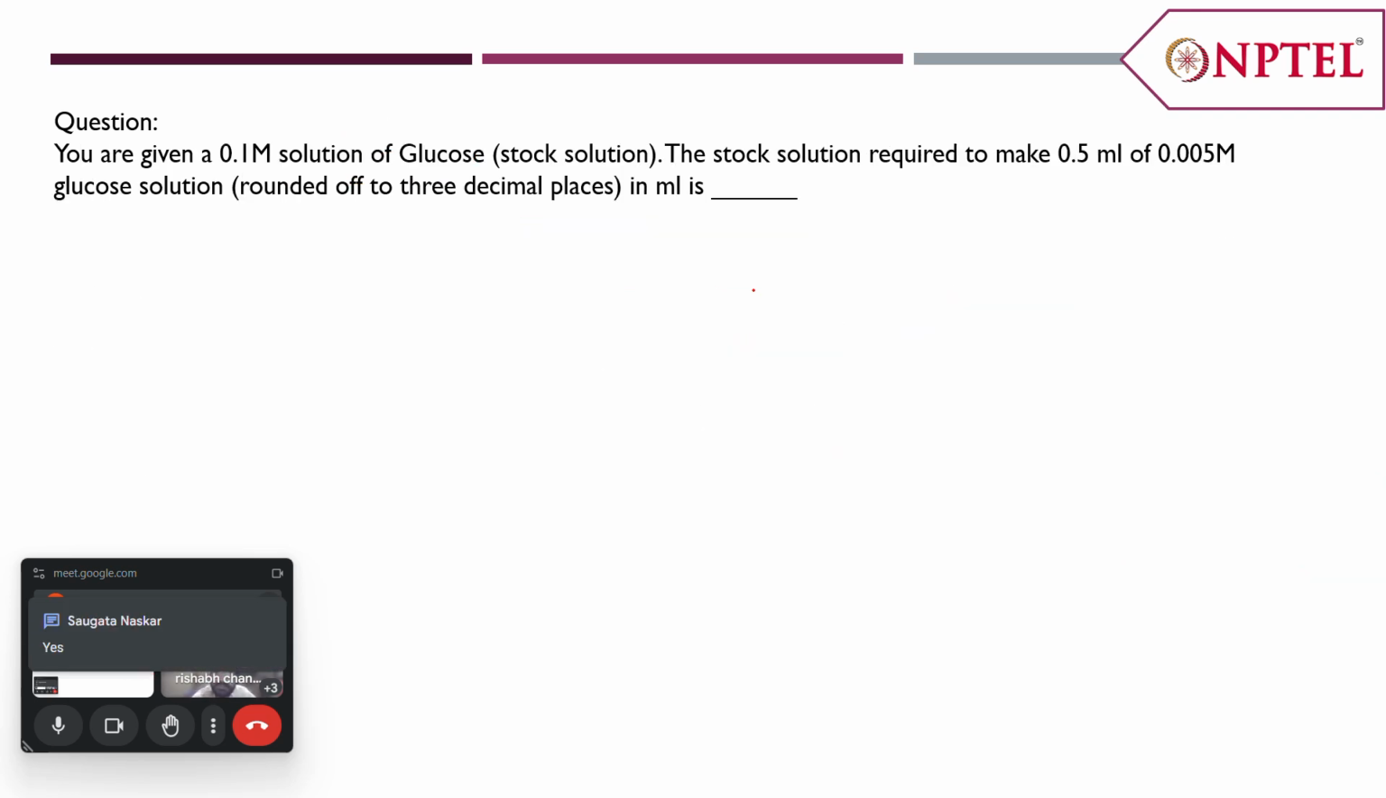Okay. So this is a calculation based question. You are given a 0.1 molar solution of glucose, that is a stock solution, and you have to prepare 0.5 ml of 0.005 molar glucose solution from this. So what can be the correct answer? Please calculate.